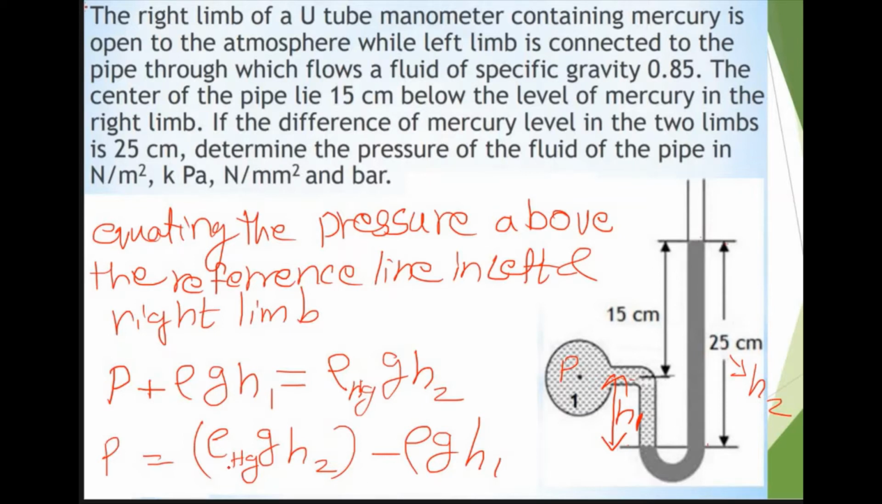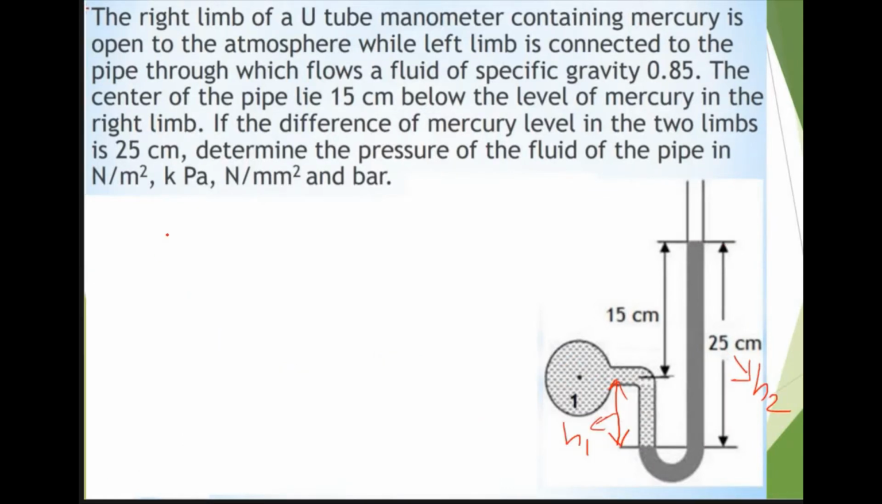Here rho Hg is the density of mercury. It is 13,600 kilogram per meter cube. H2 is 25 centimeter, and from the figure we can see that H1 is equal to H2 minus 15, that is 25 minus 15, which is equal to 10 centimeter.